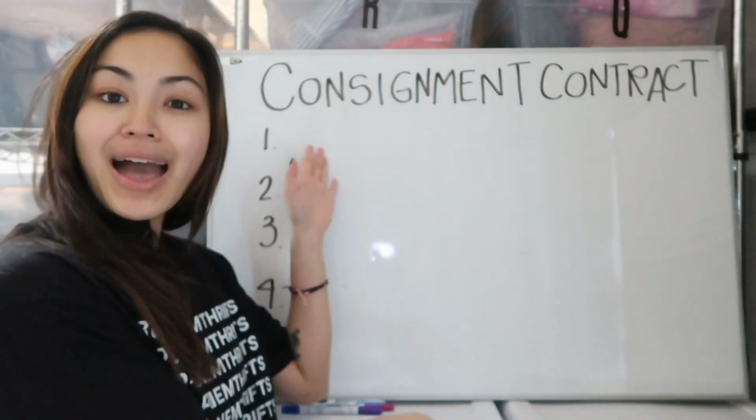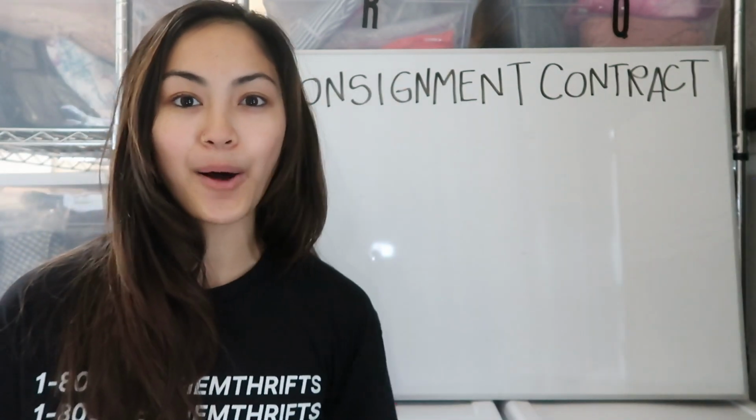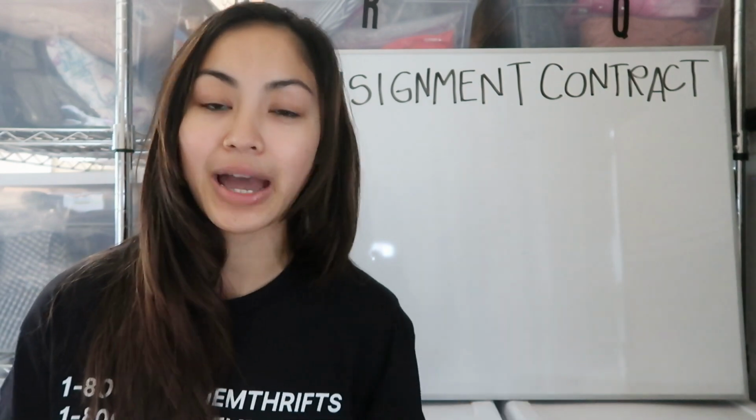So as you can see, I have my fancy little whiteboard here, and I thought I would go ahead and write out all of the different sections that I have in my contract. Make sure you guys check out my community tab where I'm going to have a picture with this template on it as well, so you guys can save it for your own reference when you are creating your own contract.